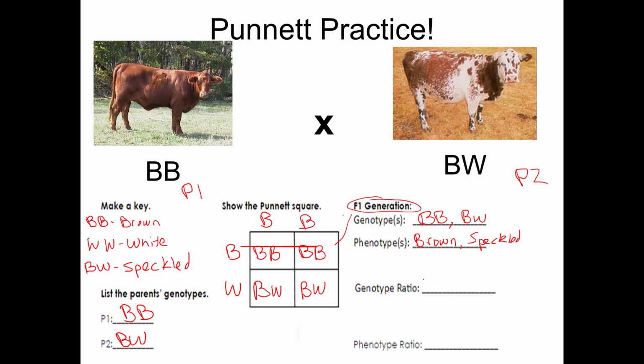So my percentage, I have 50% big B, big B, and 50% big B, big W. 50% brown and 50% speckled. Sorry, my handwriting's a little off. There we go. Speckled. Okay, so same way we've done it before.